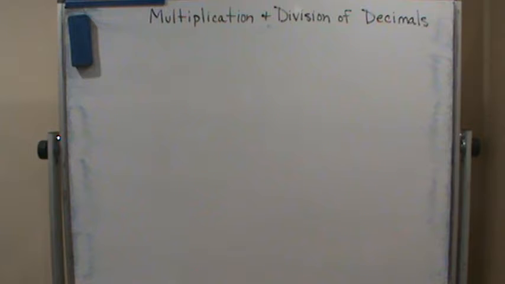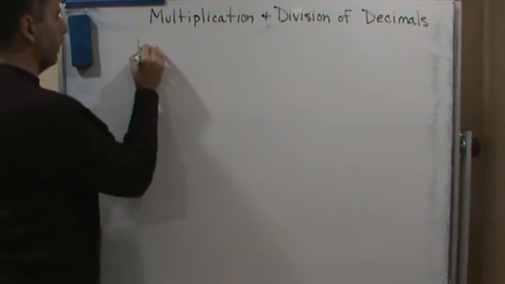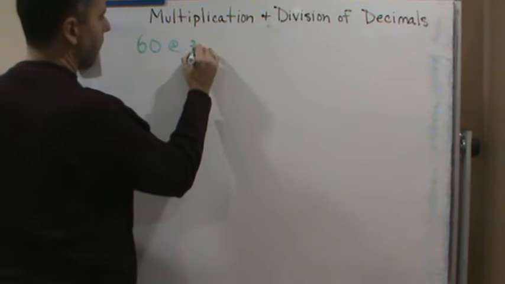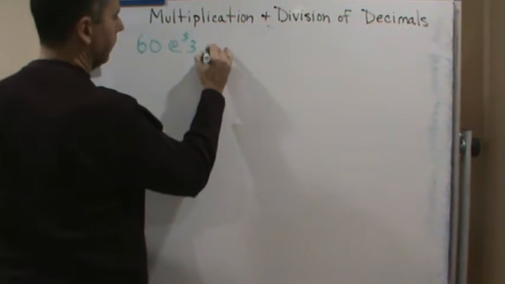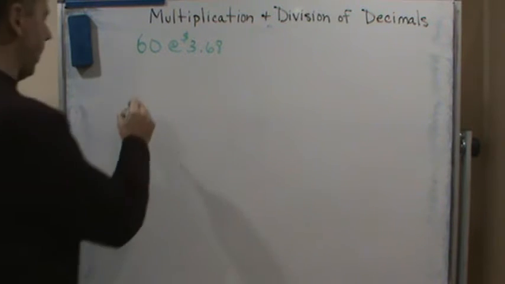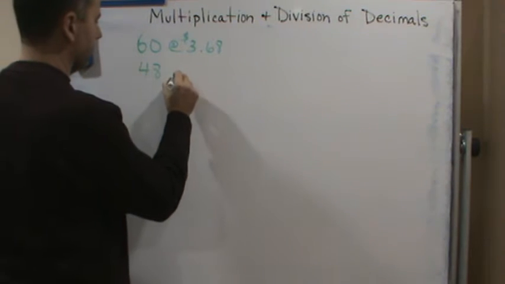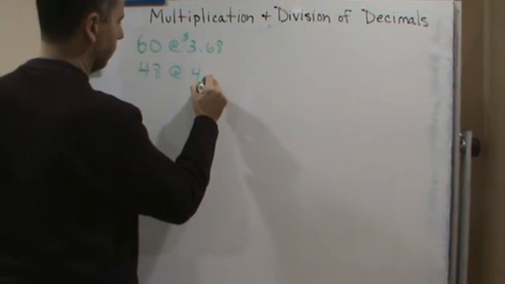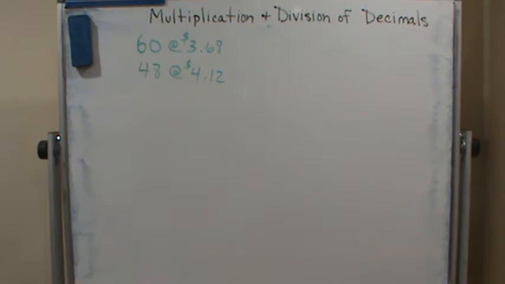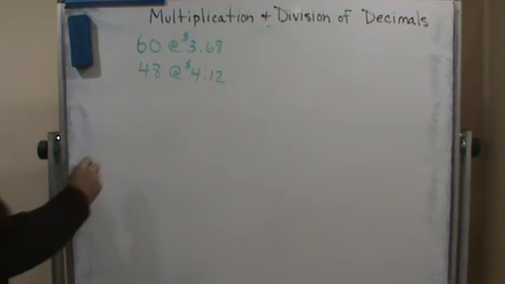Okay, great. So let's write the information down. So 60 components at $3.68, 48 at $4.12, and then another 24 at $4.28.